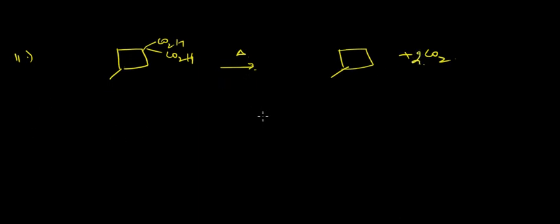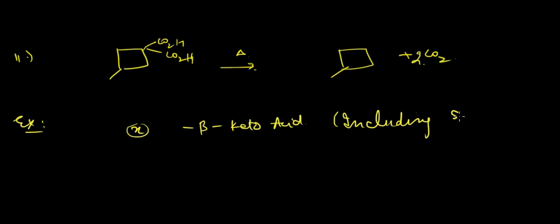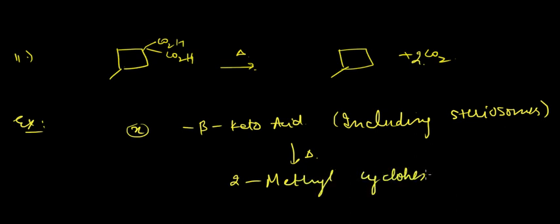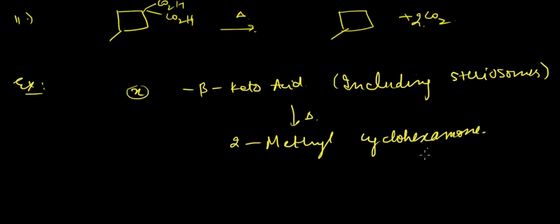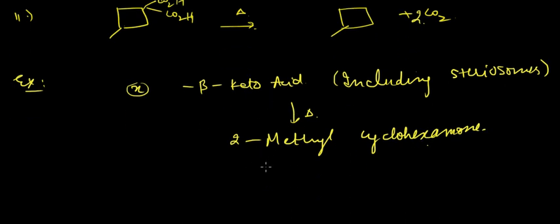Okay, so let's look at the last example. We have, suppose, X moles of beta keto acid, including stereoisomers, and we heat it to get 2-methylcyclohexanone. Okay, so what is X? So 2-methylcyclohexanone is nothing but this compound.